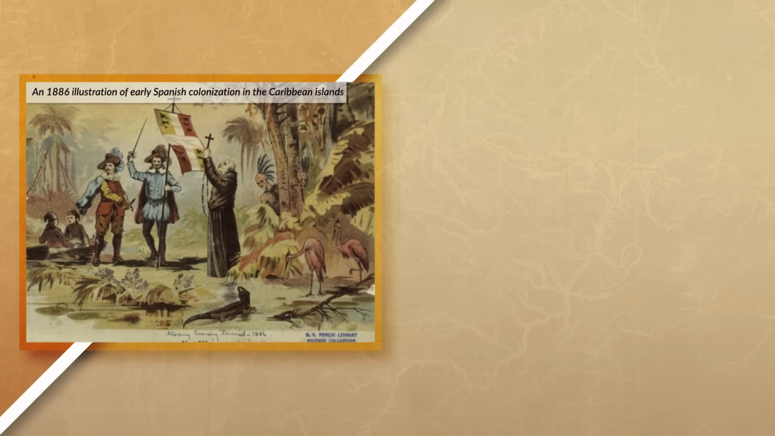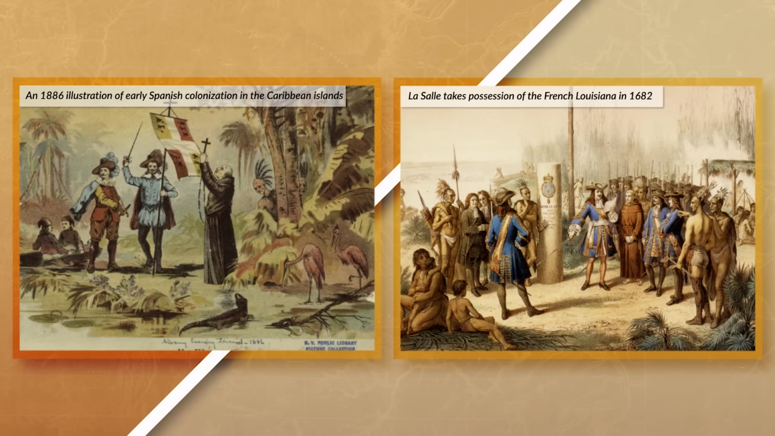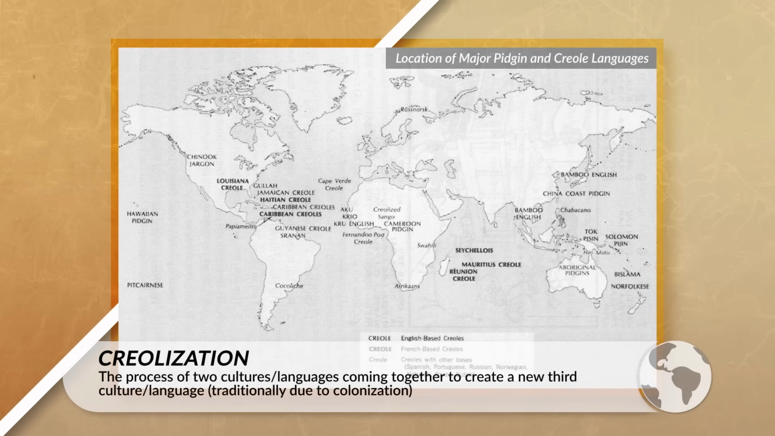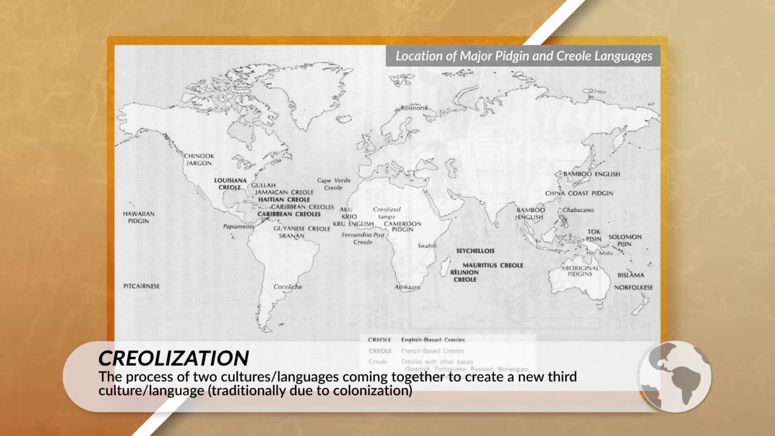We can also look at the impact that Spanish settlers had in the Caribbean or French settlers had in Louisiana during the colonial era, where the migration of people from Europe to the Americas eventually led to the creation of a new ethnic group that became known as the Creole people. This process of two cultures coming together to create a new third culture is referred to as creolization. We can see creolization when looking at the first Spanish settlers in the Caribbean or French settlers in Louisiana. Over the course of generations, they no longer consider themselves to be part of their original culture.